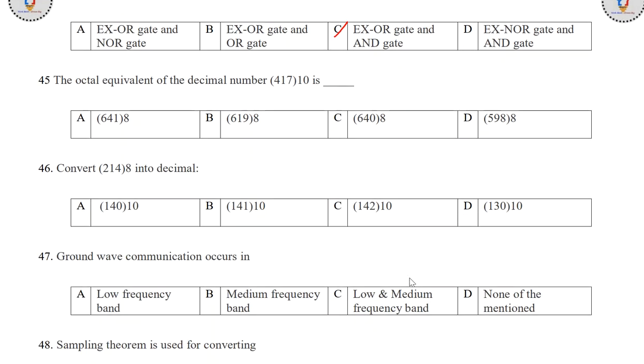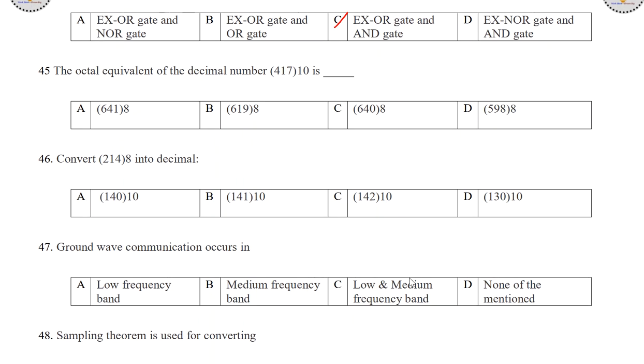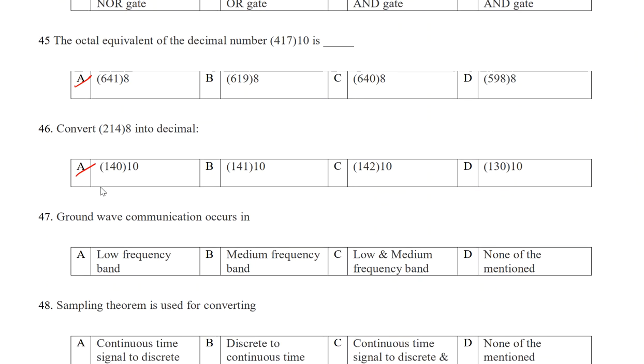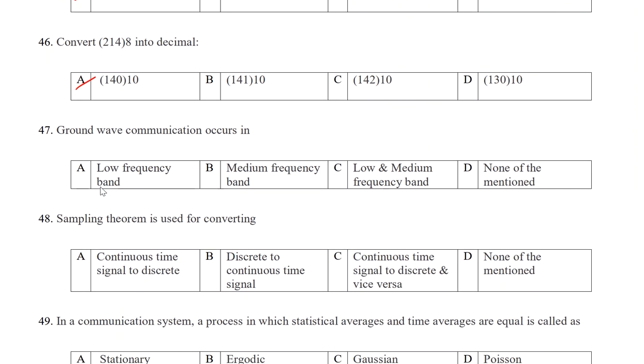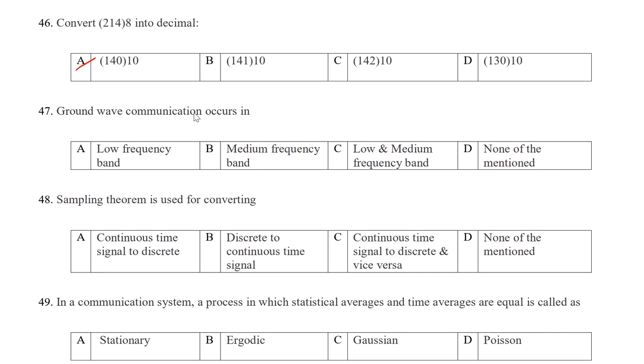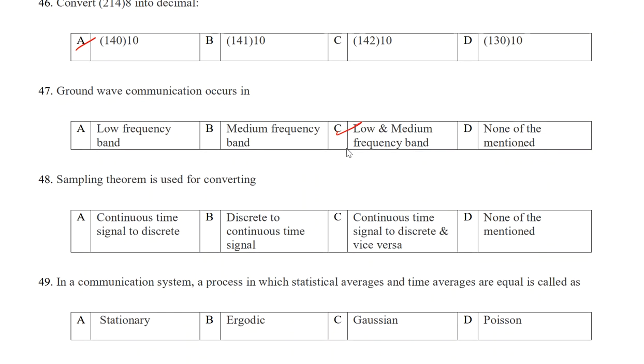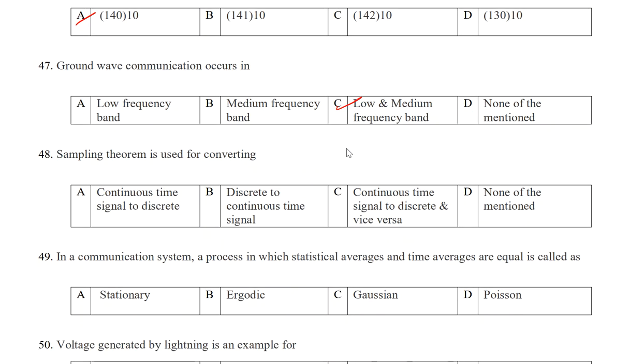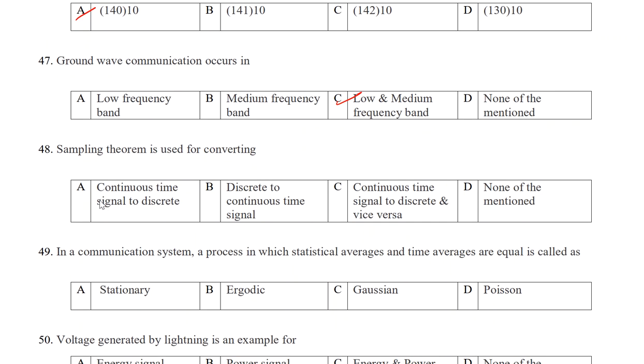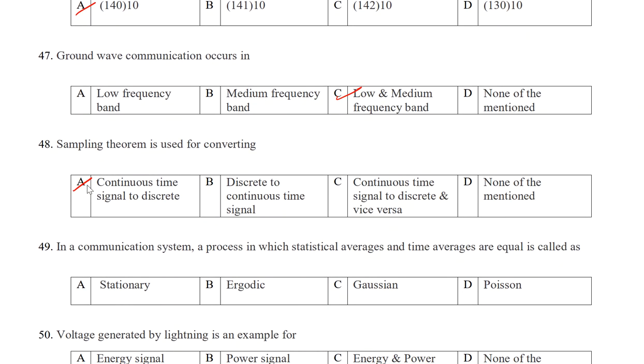Okay, next one, 45th question here. The octal equivalent of the decimal number 417 is 614 in base 8 here. Okay, next one, 46th question here. Convert 214 base 8 into decimal here. So it is 140 base 10 here. Okay, next one, 47th here. Ground wave communication occurs in low and medium frequency bands here. Next one, sampling theorem is used to convert continuous time signals to discrete here. So A is the right option.